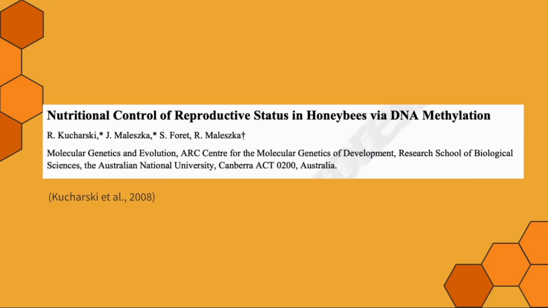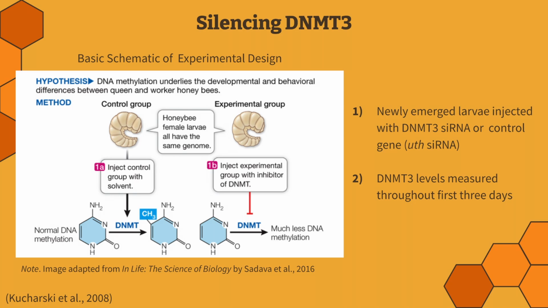In 2008, Kucharski and colleagues had a similar question. They utilized a mechanism where short segments of RNA called small interfering RNA bind to mRNA to stop a protein from being made. Newly emerged larvae were either injected with DNMT3 siRNA to specifically target and silence the expression of DNMT3, or they were injected with a control gene.